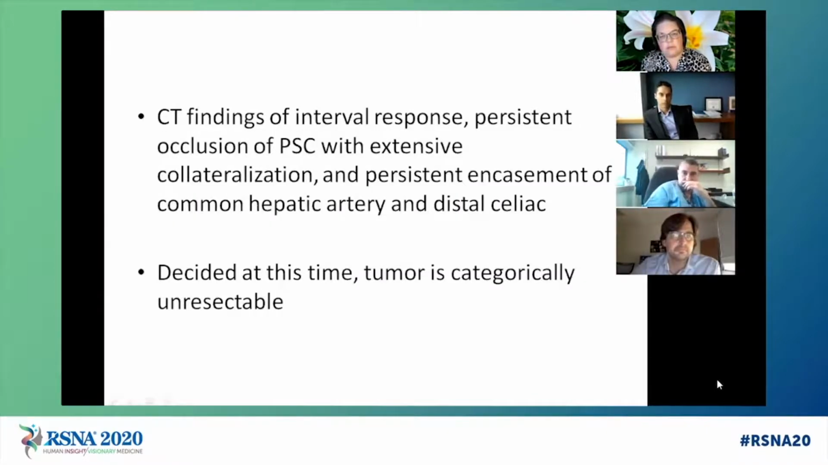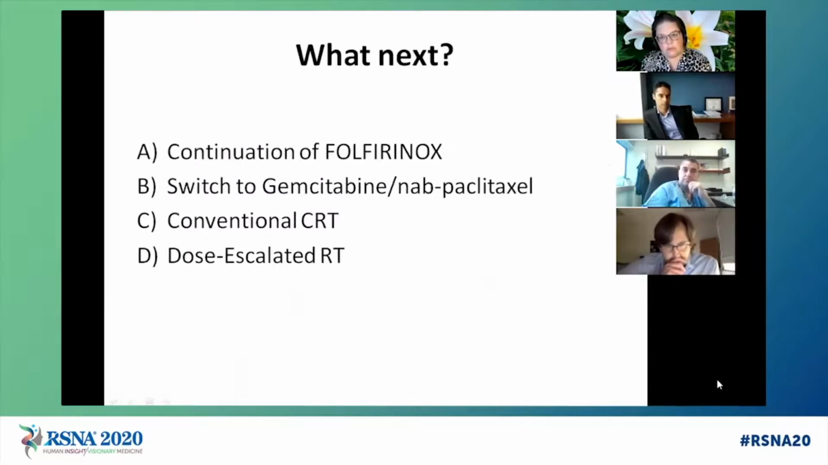So we had at that point a decision and then a discussion, and because of the extent of encasement and collateralization, it was deemed that this tumor was unlikely to be resectable at any point. What next, if we think surgery is unlikely ever to be in the cards? Do you think about continuation after 8 cycles, switching to another chemotherapy, or do we think about radiation approaches?